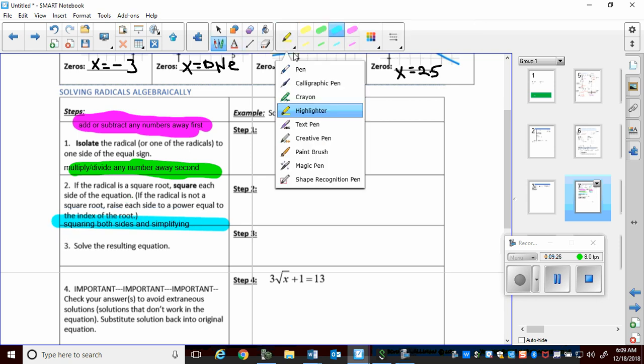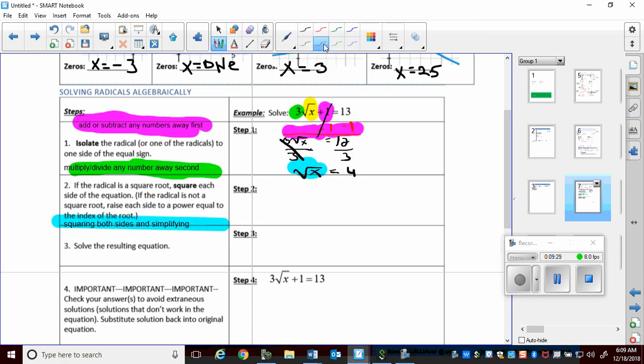So I'm going to square both sides. That means I'm going to put parentheses here and parentheses over here and a square symbol to get rid of the radical. Okay, and I have x, this equals x over here, and then 4 squared is 16. So x equals 16.